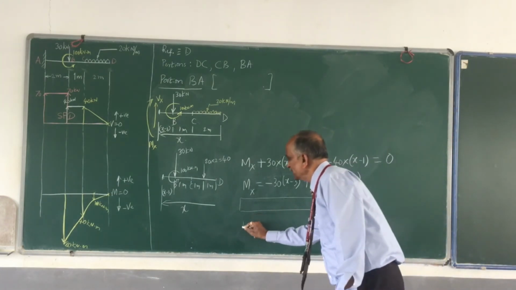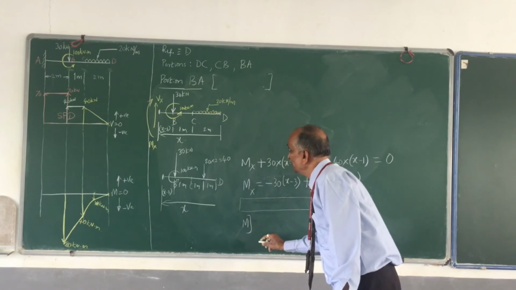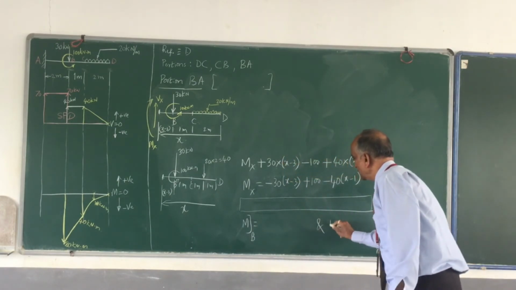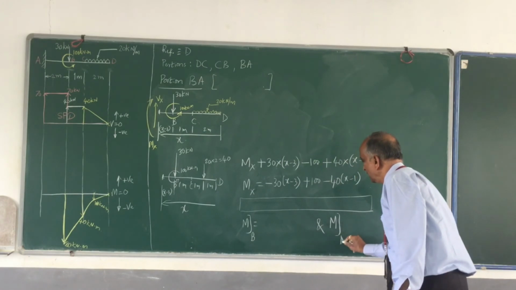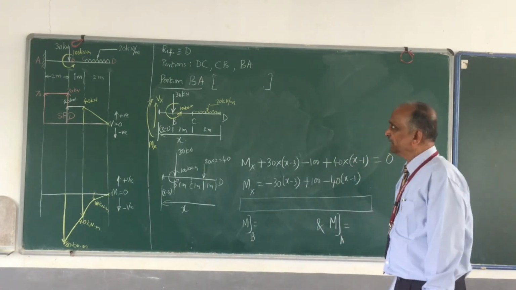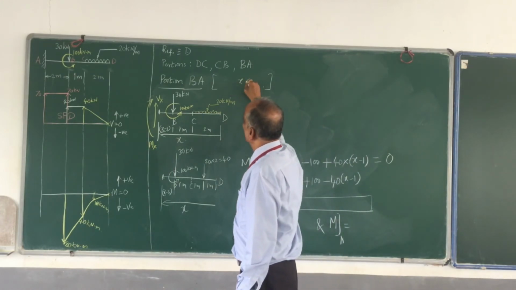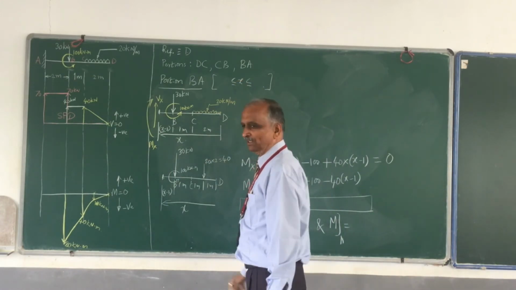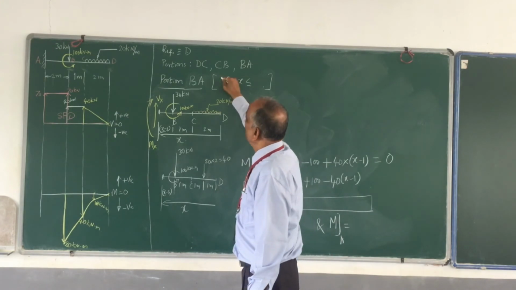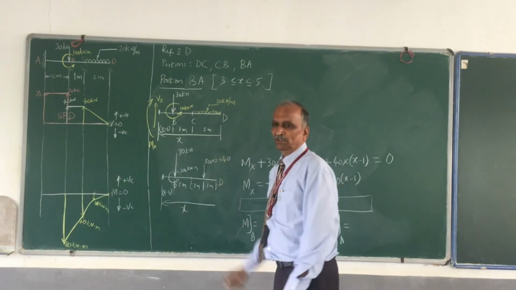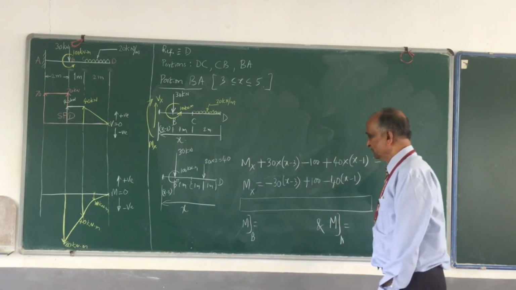For linear variation, 2 points are sufficient. Which are those 2 points? One is at B and the other one is at A. Bending moment at A. For B, what is the value of x? One more thing I forgot to write. Let me complete this. What is the range of x? The smallest value of x is 3 meters, and what is the largest value? It is 5 meters. Between 3 and 5.